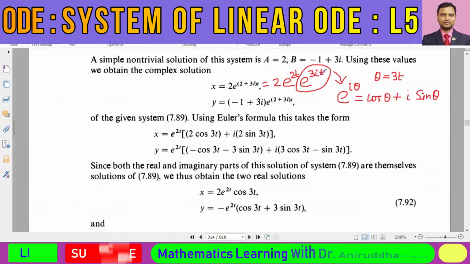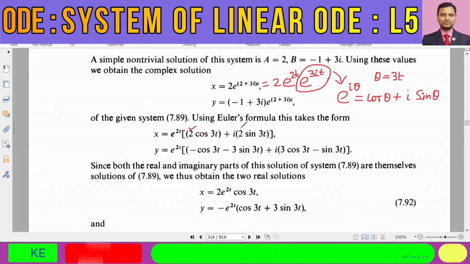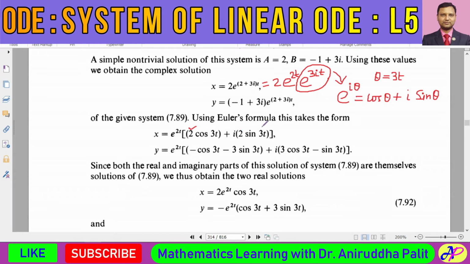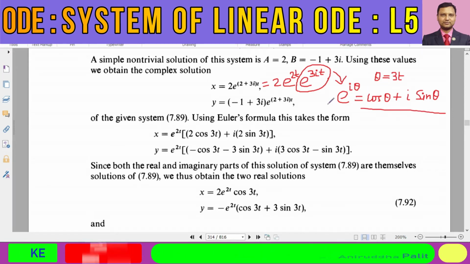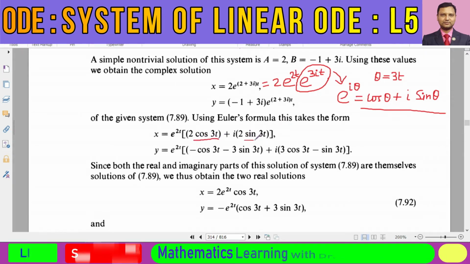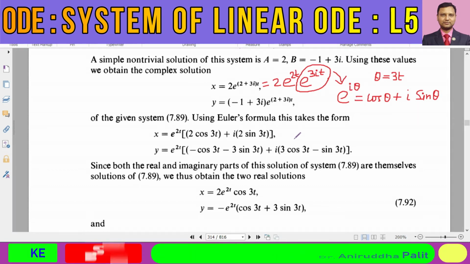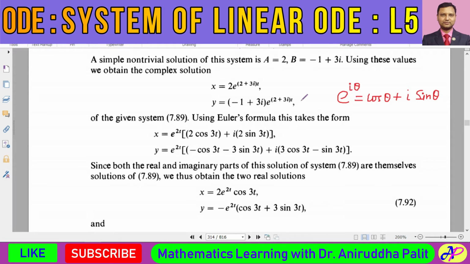Therefore, over here you see e to the power of 2t is there, no problem, and this 2 is multiplied over here. It is also fine, and this e to the power of 3it can be expanded using this formula: cos theta plus i sine theta, where theta is equal to 3t. So that would be cos of 3t plus i sine of 3t. In this way, we consider the expansion of x. Clear?